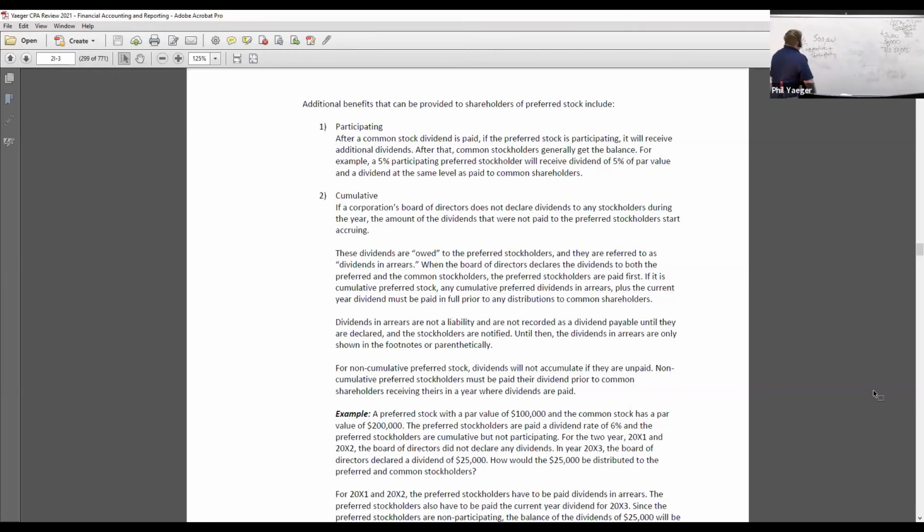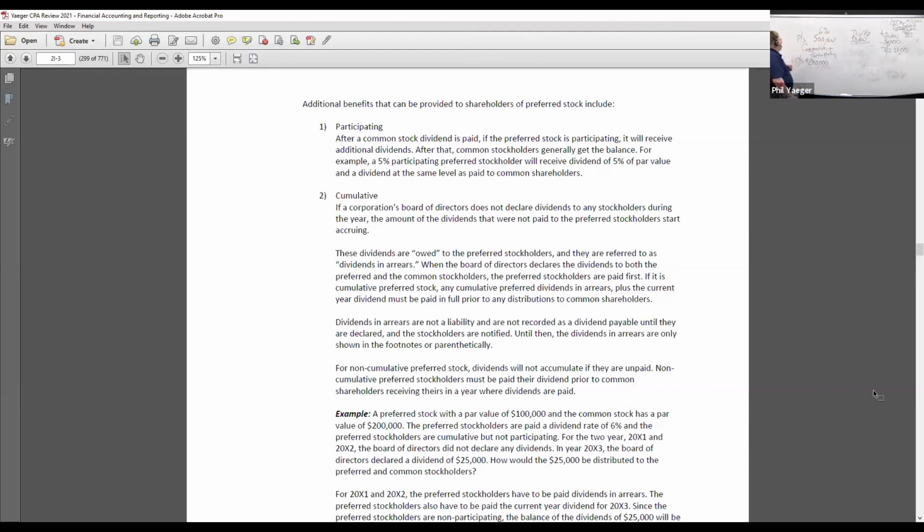Now, the dividend, the fixed rate on these, is 6%. Now, the common stock has a par value of $200,000. Now, if they paid, for example, $50,000 of dividends, I haven't come up with a number before, but let's say the dividends paid or declared are $50,000. How would you distribute this to the preferred stockholders?